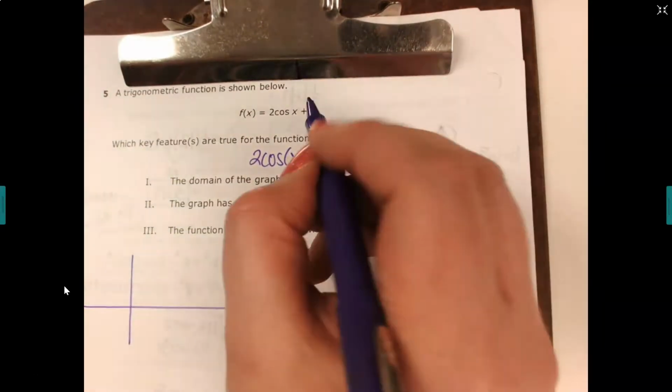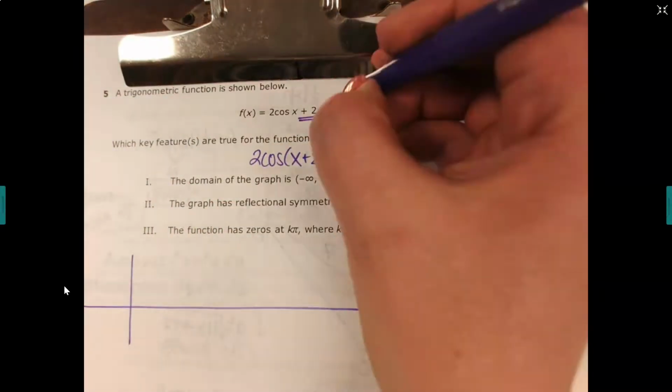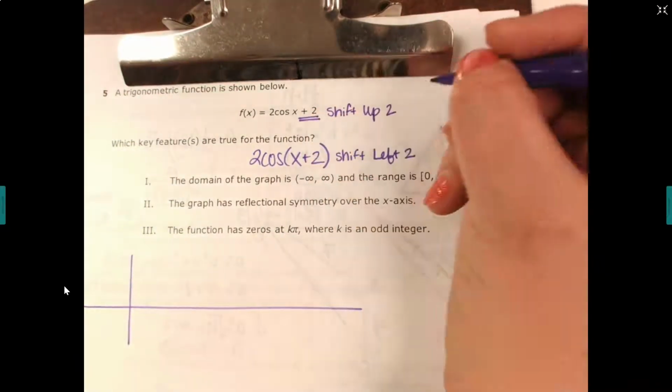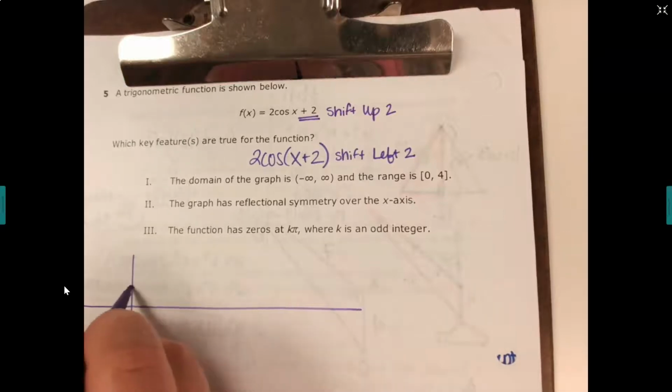But what if it's like this? That's going to shift it up too. Okay, so remember the difference? If it's inside parentheses, you're going to go sideways on it. But if it's at the back and it's not in parentheses, that's an up 2. So here's 2. This is my new middle.